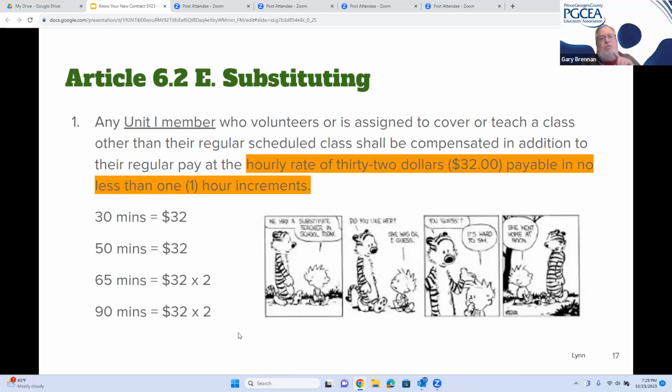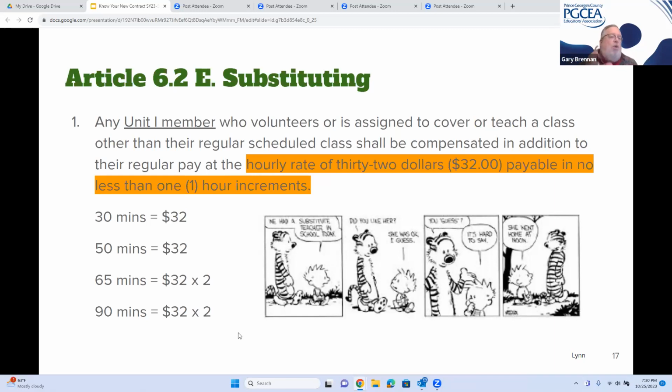And thanks, Lynn. One thing I do want to add to that: if you are subbing for one period, say at the secondary level, or one special at the elementary level, then you would just be paid for however long that block of time was. If you have 55-minute classes, you get 1 hour of pay. If it's a 65, 70, 80-minute class, you get 2.